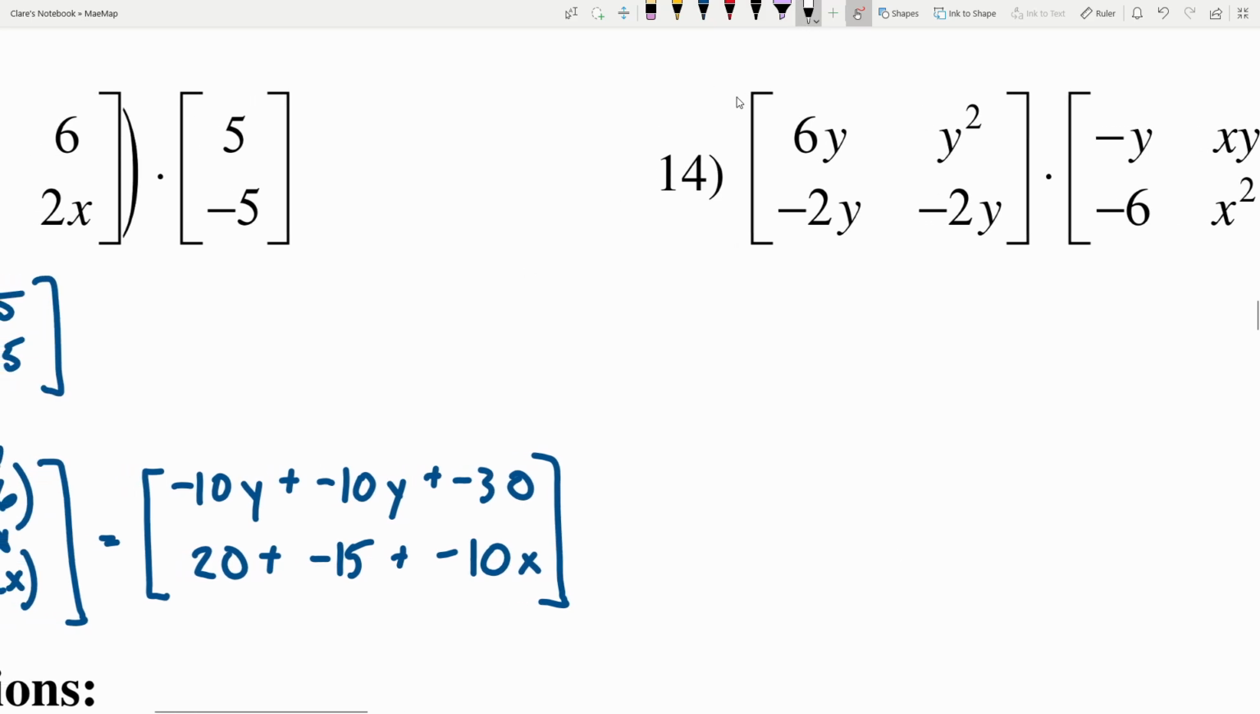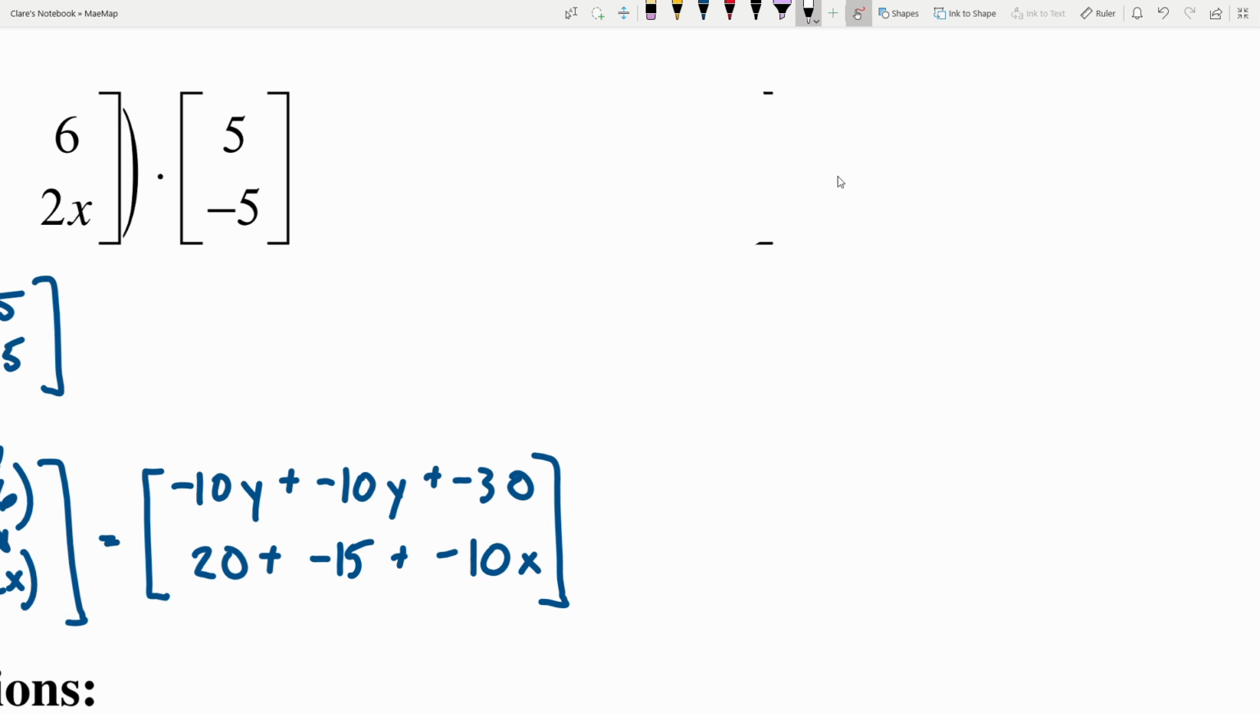Finishing simplifying this down, negative 10y plus negative 10y is negative 20y. And then adding a negative 30, I'll write that as subtracting 30. So that's my first row.